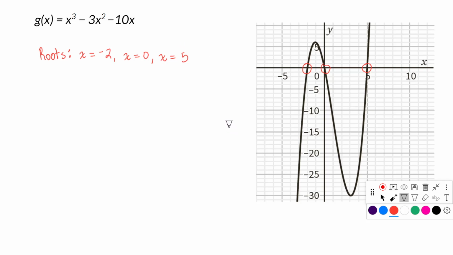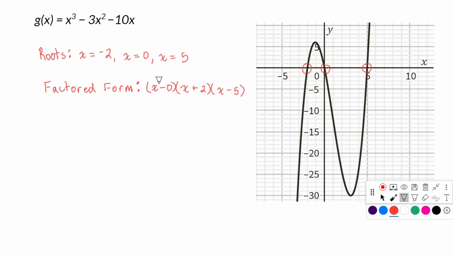Now if I wanted to write my function in factored form, all I need to do is take my roots and use the opposite value in my factors. So I'm going to start with the x equals 0. X equals 0 can be written as x minus 0. When it's -2, we would write it as x plus 2. And when it is 5, we would write it as x minus 5.